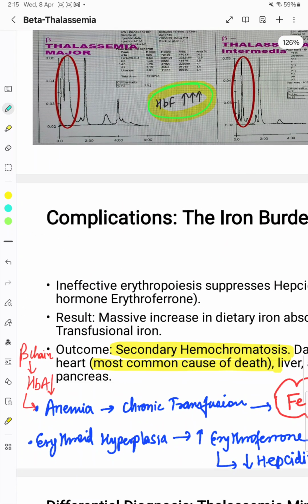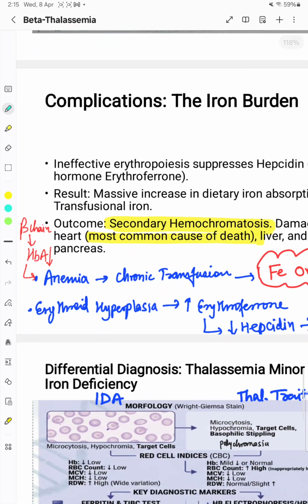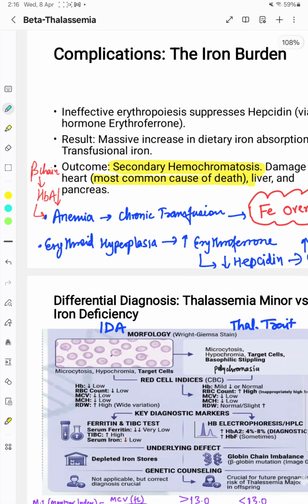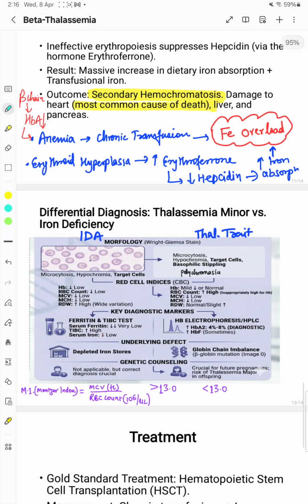Now we'll see the complication of thalassemia, beta thalassemia. Iron overload is a very common and severe complication of beta thalassemia, and there are two mechanisms by which there is iron overload in beta thalassemia. The first is the decreased synthesis of beta chain, which will result in decreased hemoglobin.